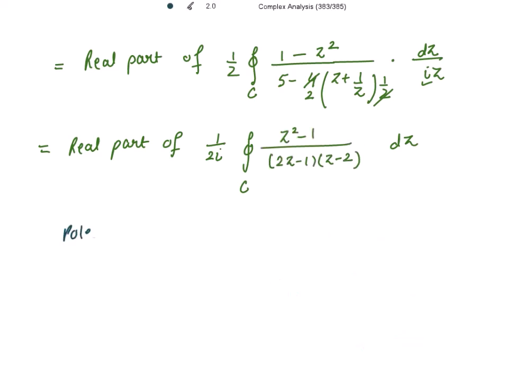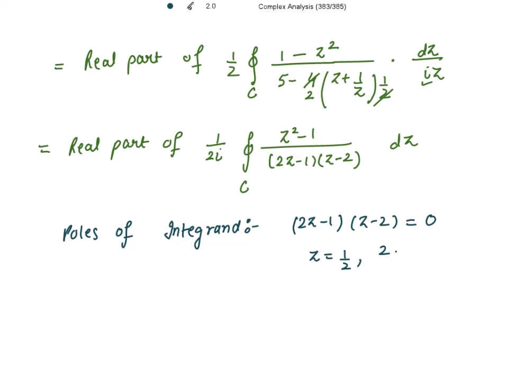Now writing the poles of the integrand. How to find the poles? We find the poles by taking the denominator to be equal to 0. And from here we get z equal to 1/2 and z equal to 2. So for the circle mod z equal to 1, this 2 does not lie inside the circle. Only z equal to 1/2 lies inside the circle. Right? So we are going to find the residue for f(z) at z equal to 1/2 only.